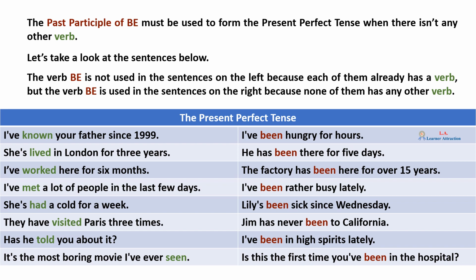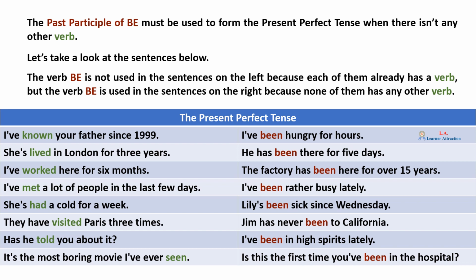She's lived in London for 3 years. I've worked here for 6 months. I've met a lot of people in the last few days. She's had a cold for a week. They have visited Paris 3 times. Has he told you about it? It's the most boring movie I've ever seen.